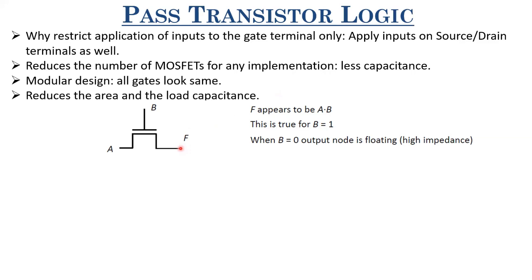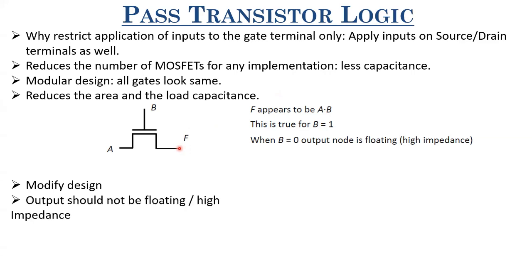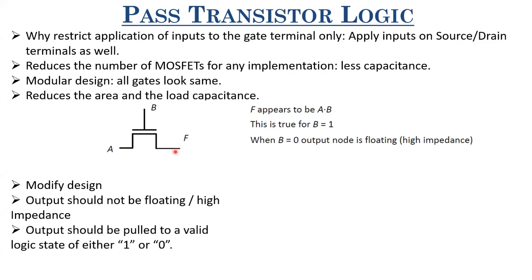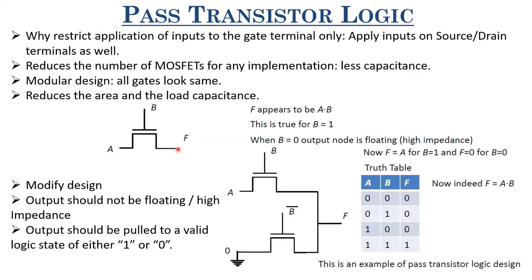So what should we do there? We should simply modify the design. Why? Because the output should not be floating or at high impedance in logic circuits, right? Output should always be pulled to a valid logic state, either 1 or 0. So how can we modify this design? We can modify it by adding another pass transistor. And if we apply B bar here, then when B equals 0, this B bar transistor conducts and this 0 is passed to F, right?